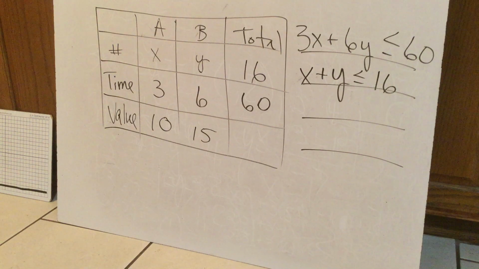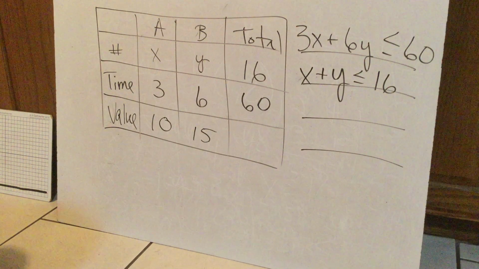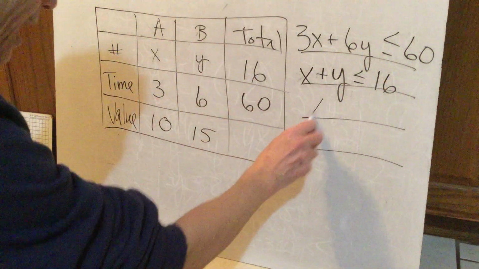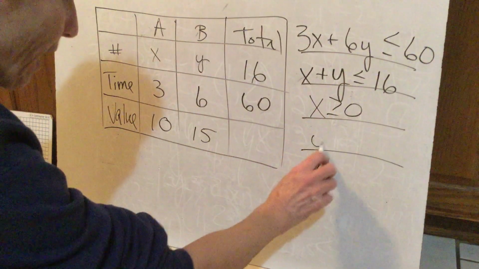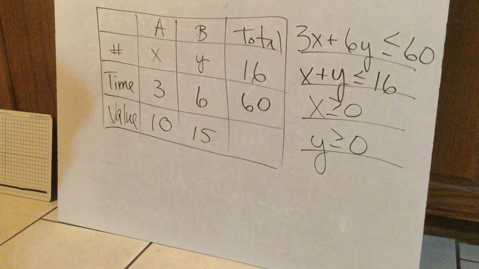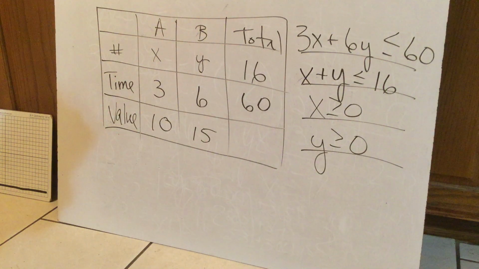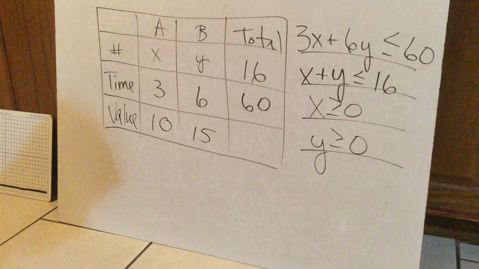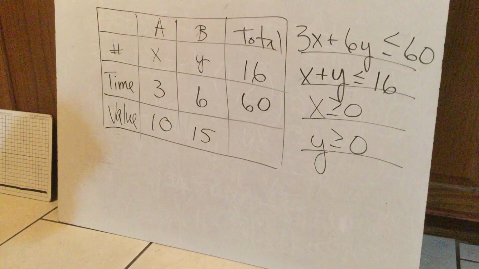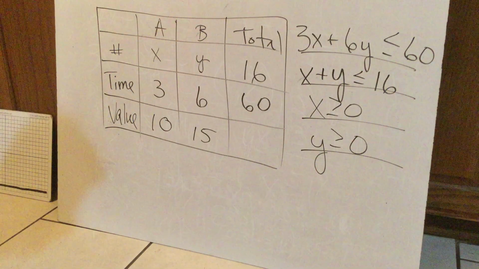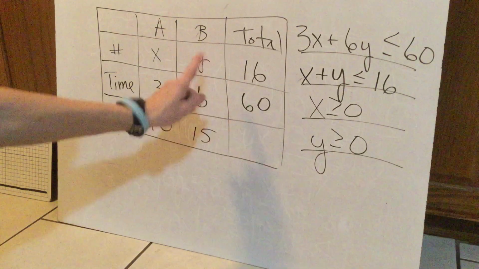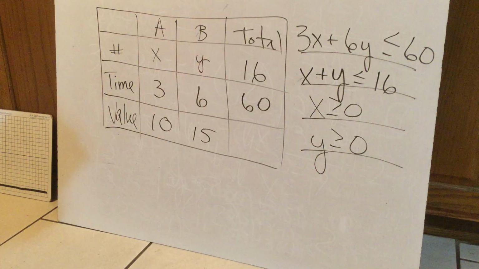Now, easy points implied in all of these problems, and there's probably one out there someplace where this isn't true, but in all the problems we do, it's implied that X and Y are both greater than or equal to 0. Remember, X is how many questions you're doing of type A. Can that be negative? No. You can either do none or 1 or 2 or 3, but you can't do negative 18 questions. So X and Y are both going to be positive.